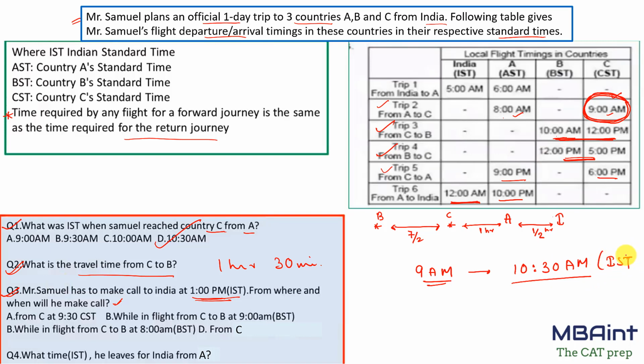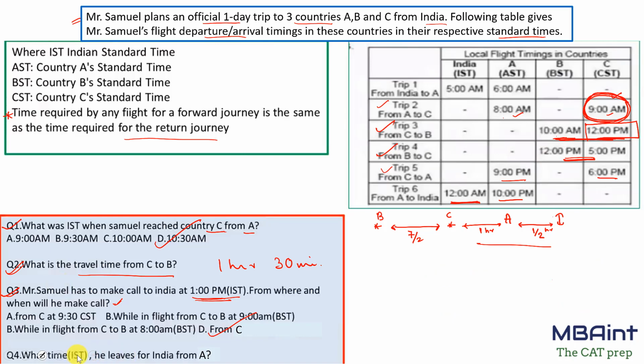Now when is he leaving C? He is leaving C at 12 p.m. And what is this time according to IST? Add 1.5 hours, so that will make it 1:30 p.m. IST. So he'll be at C according to IST from 10:30 to 1:30. So he'll call from C.